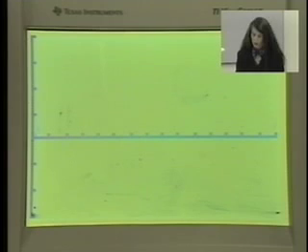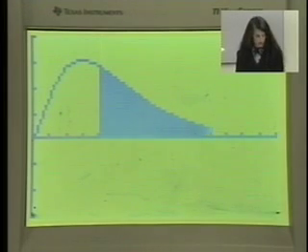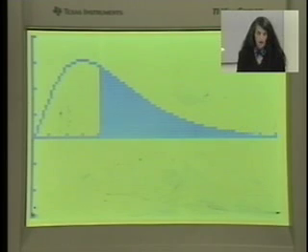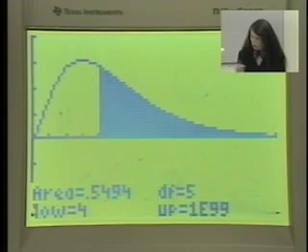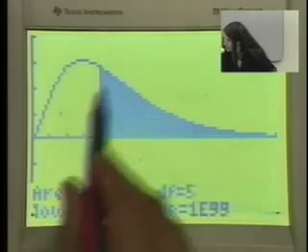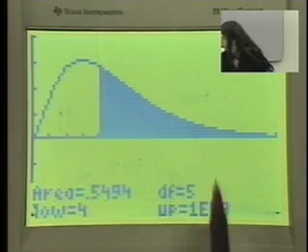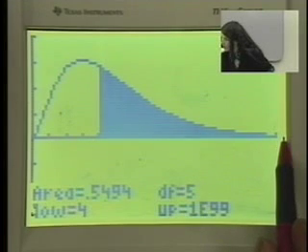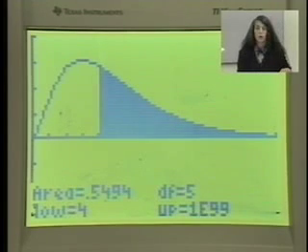And we should get a shaded graph. It starts to draw our chi-square graph. Notice it's skewed to the right. It has this nice asymmetrical shape, which I like. And that's the probability that chi-square is greater than 4. It tells us that this shaded probability is 0.5494. It's this area. Our lower bound was 4, and our upper bound was 10 to the 99, and the degrees of freedom are 5. So there's a lot of information on this graph.